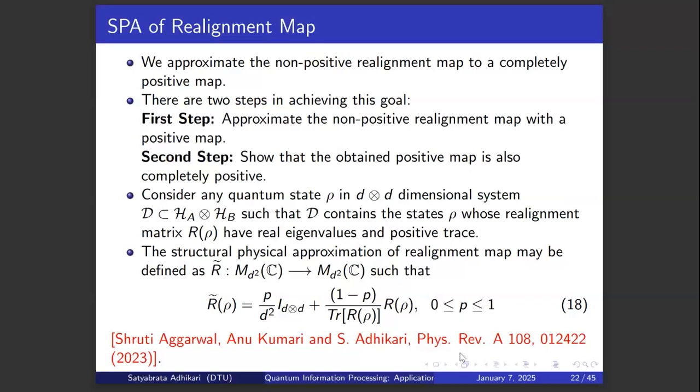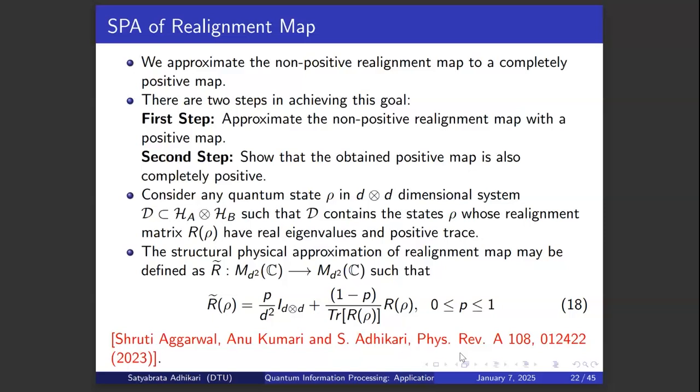So the structural physical approximation of the realignment map, this transformation may be defined like this. Okay, R tilde rho. So R tilde rho is the structural physical approximation of the realignment map. And again, it is a mixture of the depolarizing map and the realignment map. P by D square is the proportion added to the depolarizing map, and (1 minus P) by trace rho R rho, this is the proportion added to the realignment map. So after adding this proportion, we have a mixture of the realignment map and the depolarizing map.